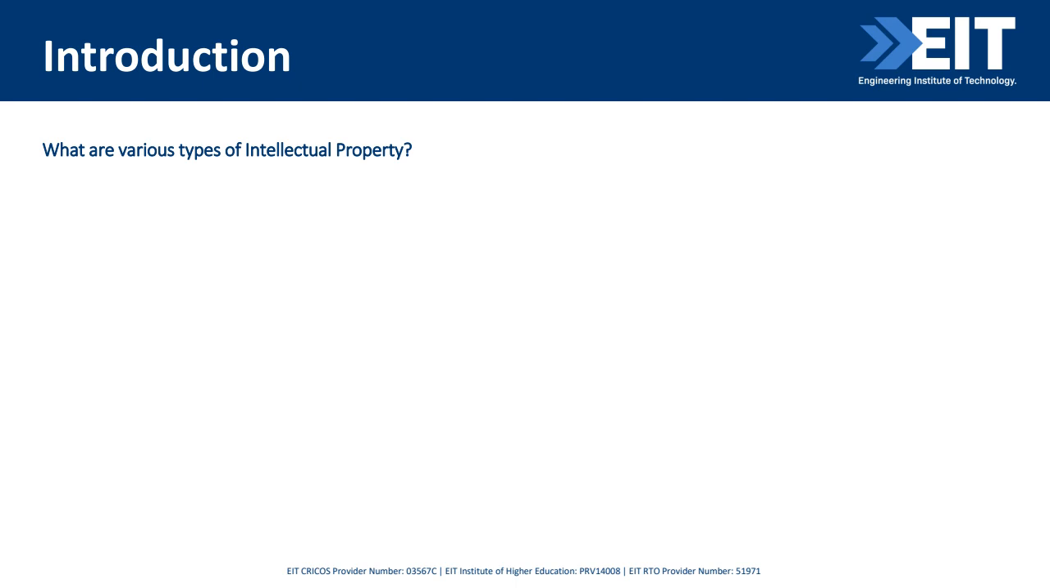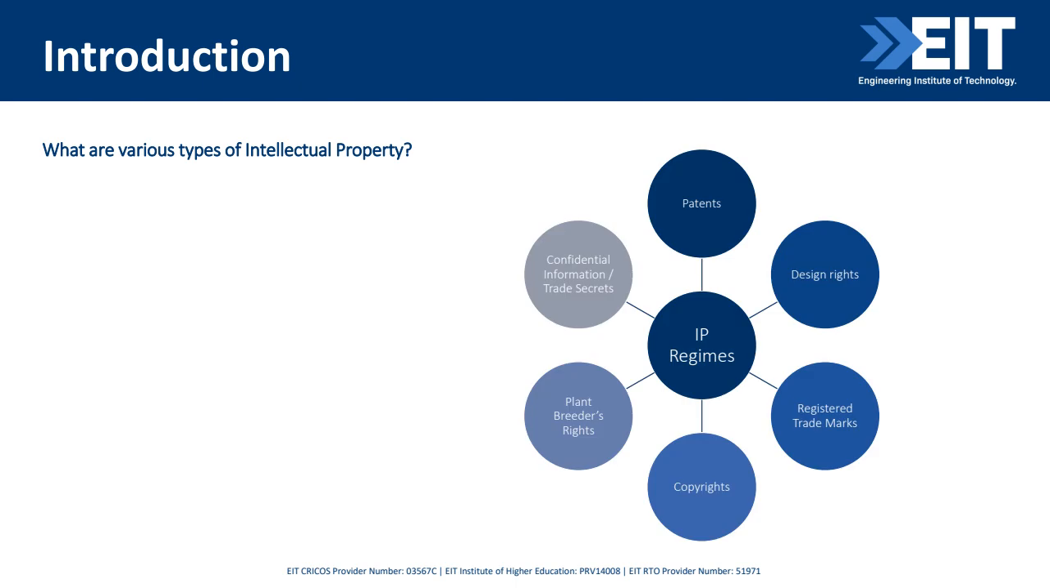All right, so yeah, I can see a lot of main intellectual property types being mentioned here in the chat box. So we will start with patents. Then we have design rights, registered trademarks, copyrights. We will consider this for a bit more in detail. We'll touch base on plant breeders' rights and very briefly discuss confidential information and/or trade secrets. So these are some of the main intellectual property types that we need to be aware of being an engineer.